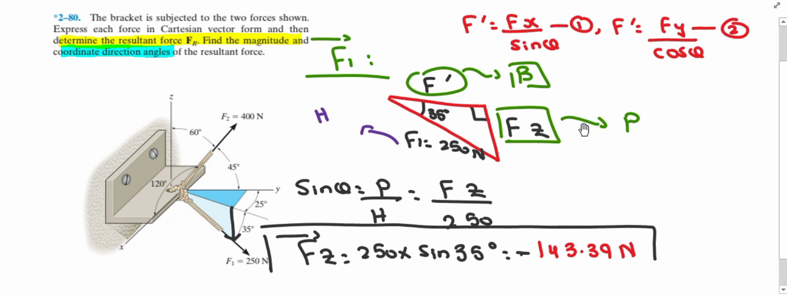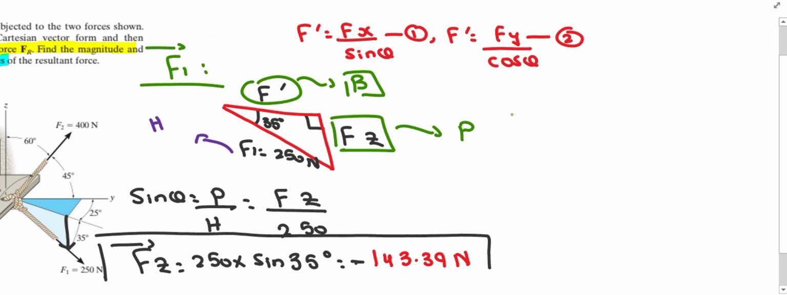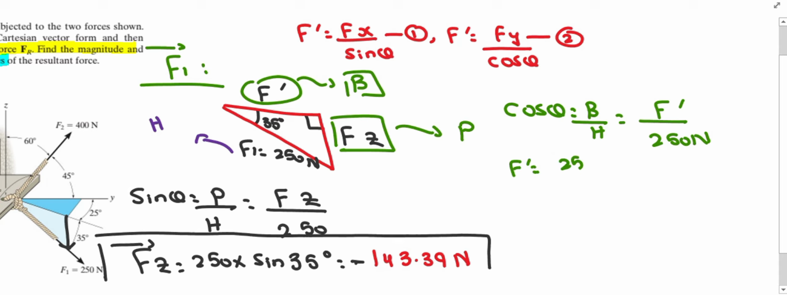Now apply the cos theta here. Okay, so we know that cos theta is equal to base upon hypotenuse. The base in this case is basically the F prime, and the hypotenuse is nothing but the 250 newton. So F prime is equal to 250 into cos of theta, and the theta in this case is basically the 35 degrees.